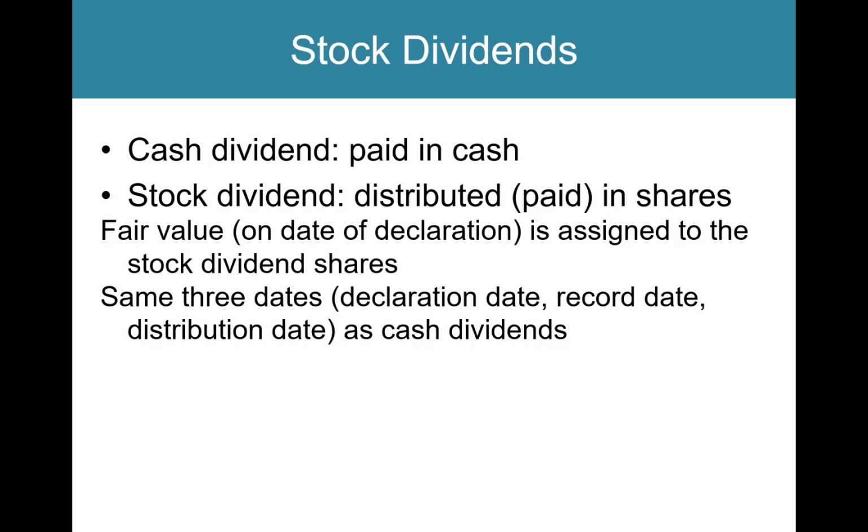Whereas cash dividends are paid in cash, stock dividends are distributed or paid in shares. The way we measure that is at the fair value on the date of declaration, and we assign that to the stock dividend shares. The same three dates apply. You've still got a declaration date, you still have a date of record, and you still have a distribution date.